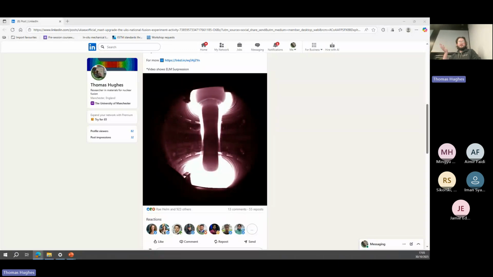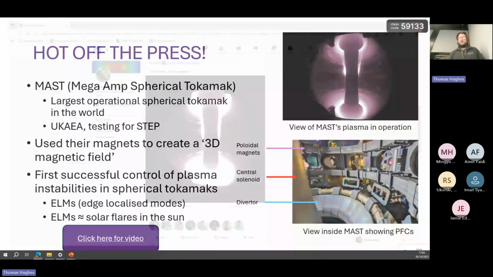But yeah, so it's showing them suppressing the ELMs, which is probably that big. Can you see that now online? Yes, no, maybe, otherwise. Yeah, cool. Right. So we're done with that.